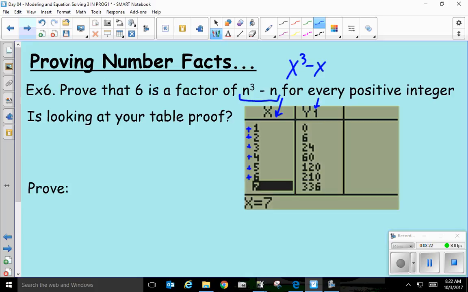Are all these outputs factors of 6? Well, 0, I guess. Maybe. 0 times 6 is 0. 6 is a factor of 6. 24 is a factor of 6. 60 is. 120 is. 210. Trust me, it is. Because 0 times 0 is just a factor of everything. It's a weird way to think about it.